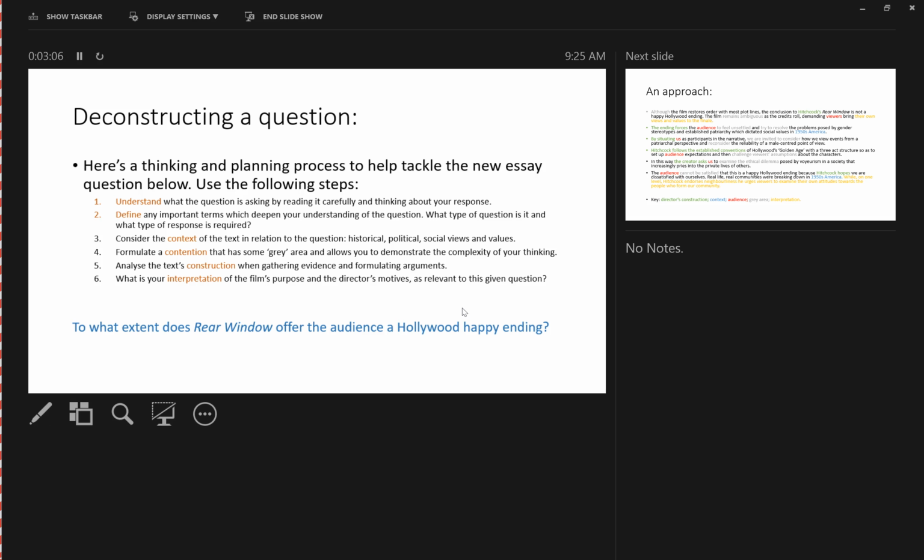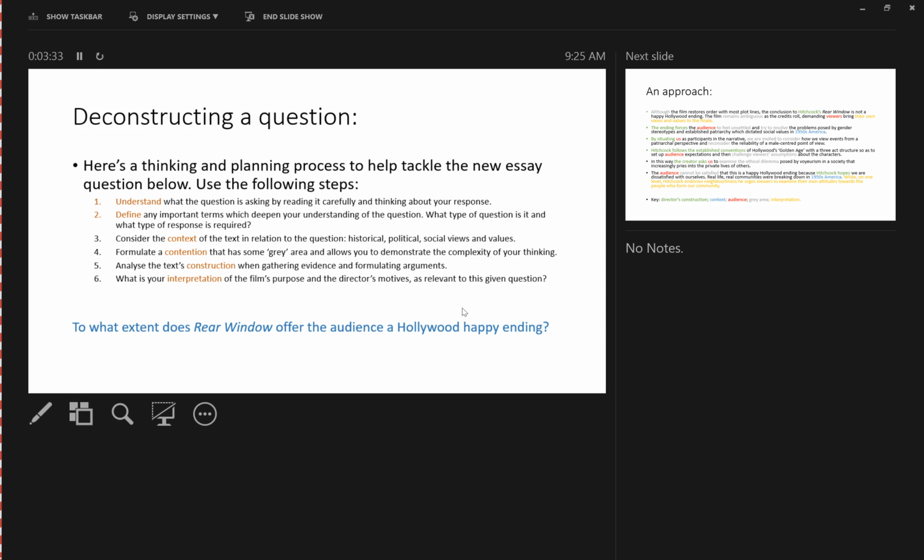Thirdly, consider the context of the text, and you only have 60 seconds in which to do this. That's where you draw on your existing knowledge of the world of the text and the director's purpose. What are the historical, political and social views and values being explored through this text? What comments are being made about Hitchcock's point of view, about his arguments through the text?